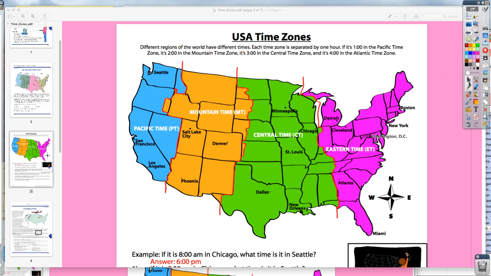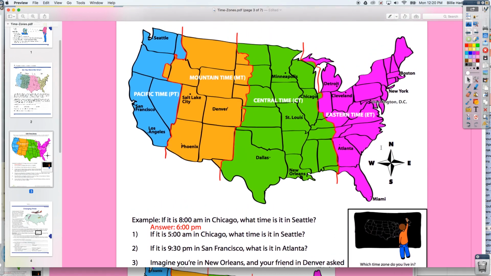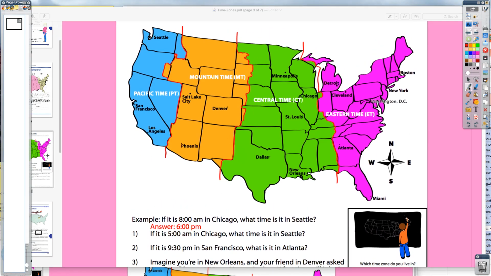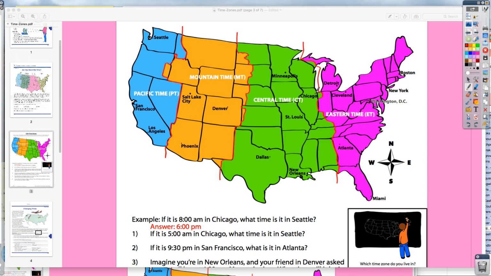So let's go down a little bit and look at numbers 1 and 2. If it's 5 a.m. in Chicago, so right here, Chicago's green, it's Central Time, what time is it in Seattle? We pretty much just did this with different times. So if it's 5, we know this is an hour earlier, so 4. This is an hour earlier, so 3. So if it's 5 a.m. in Chicago, it is 3 a.m. in Seattle.